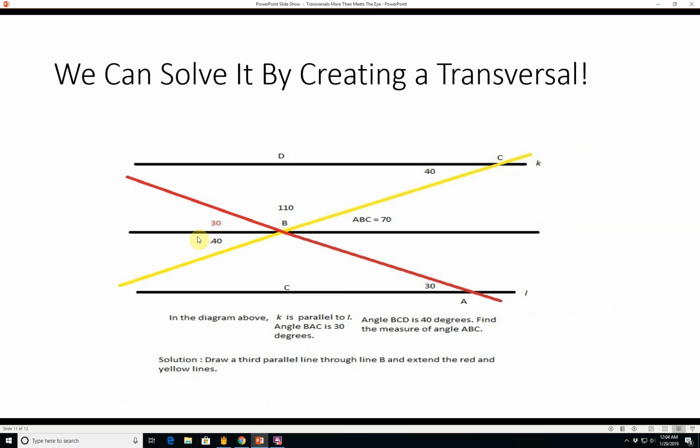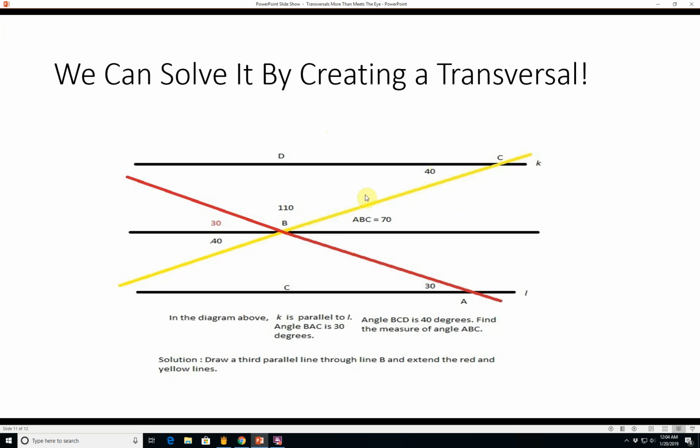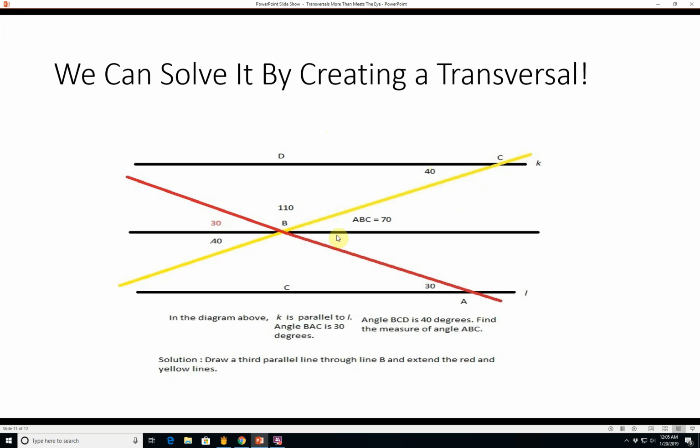We're going to draw a third parallel line that's parallel to K and L, and that's going to meet exactly at this vertex here, and we're going to continue these things. If we go back to the previous thing, we're going to continue the red line so it transverses this, and we're going to continue the yellow line so it goes across here. So now we have this, and we can see, oh, okay, since this is 30, when it crosses a parallel line, this is also 30. Since this is 40, this is also 40.